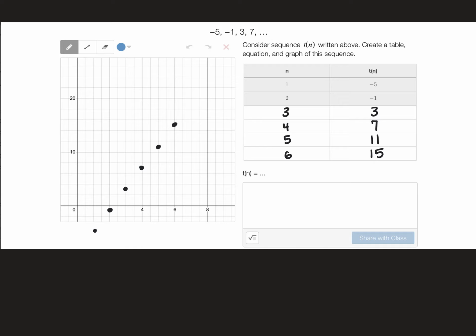So T of n is going to be, we know when we're writing the equation of the line, y equals mx plus b. B is our 0 term, so if we were to find our 0 term by going backwards 1 here, we would just subtract 4, so we would get -9. So B is -9, and our slope is adding 4 each time, so that's just 4. So we would have T of n equals 4x minus 9.